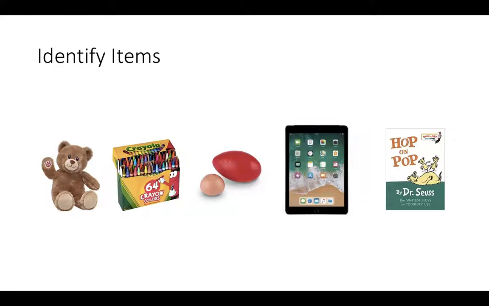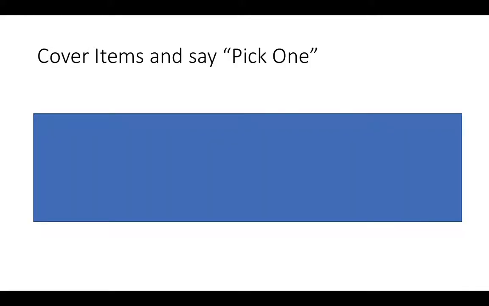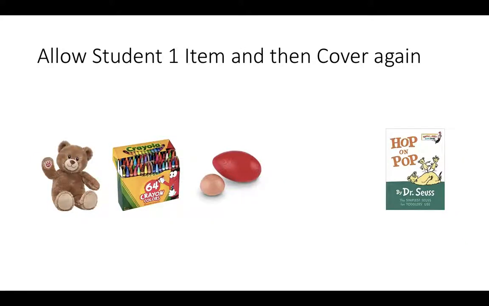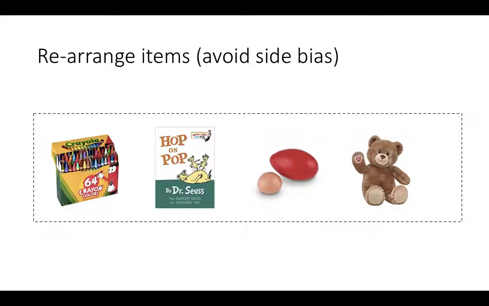We will start by covering up the items and saying, pick one. The students will pick one of the items and we will cover again and we'll record that they chose the iPad first. We'll allow the students to interact with the items for 30 seconds to a minute or however you feel fit. And meanwhile, we are covering up the items again and rearranging them to avoid side bias.